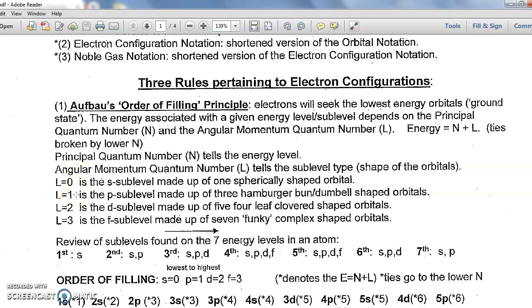If it was in the 2p, the energy of that electron would be 3. Second level would be 2. The l is 1. 2 plus 1 is 3. So electrons in the 2p have an energy of 3. The electrons in the 2s have an energy of 2. That's something Bohr didn't understand. He thought electrons on a given level had the same energy, and they don't.